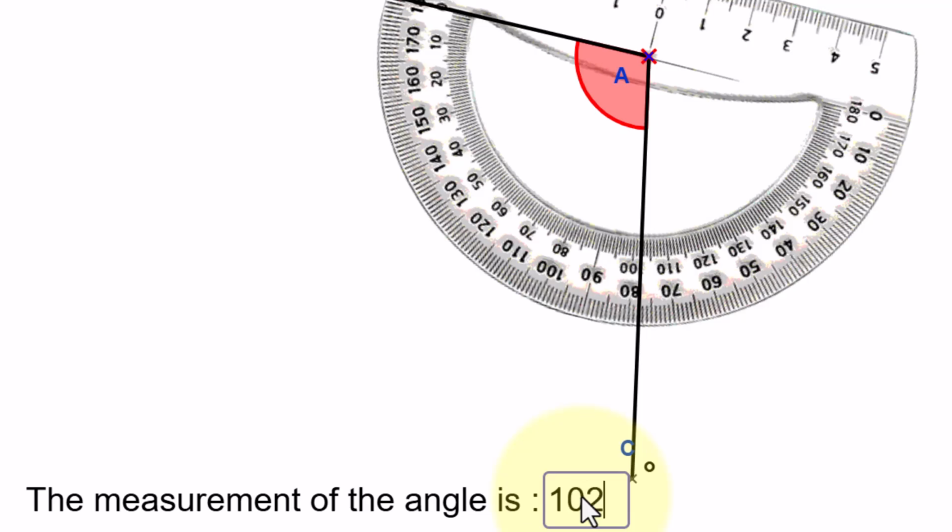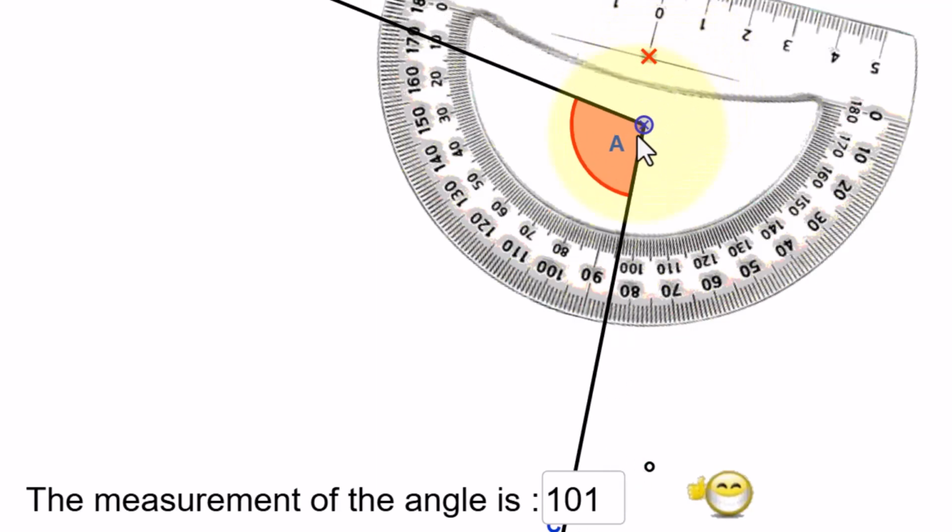Let me see. So by the time you put it and click on enter, it says no. It's very small. Okay, let me try 103. Okay, let me try 101. Yes, it's 101. It's very close to 102. So the answer is 101. So this is how you use the protractor in taking your measurements.